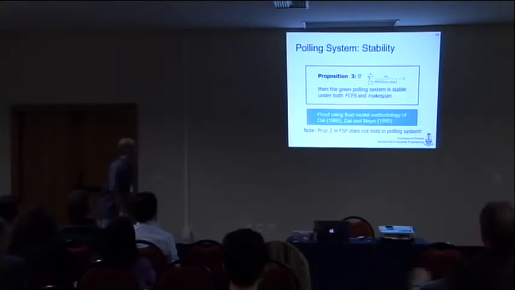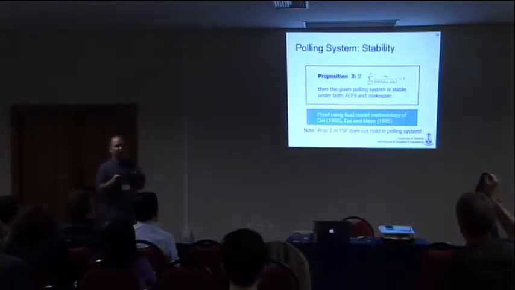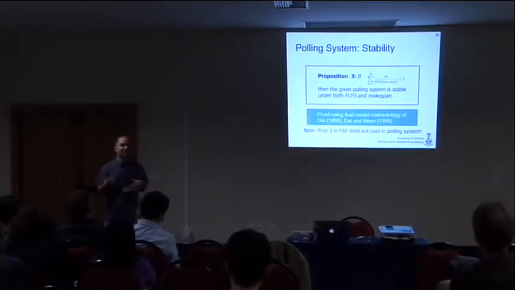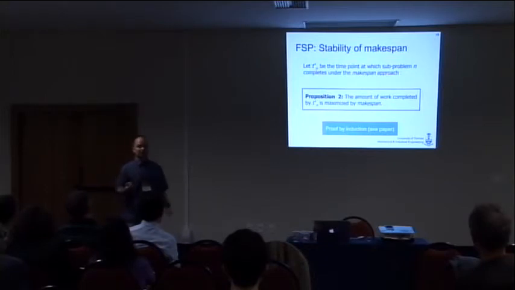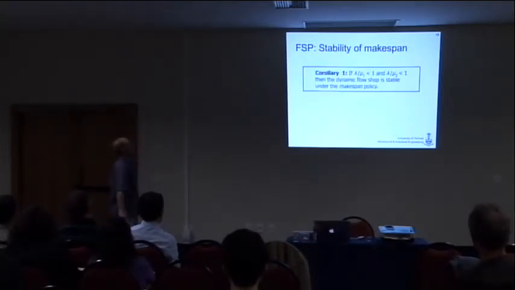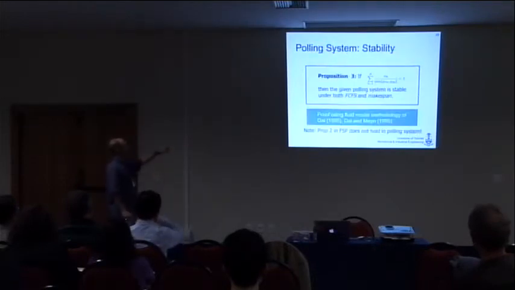Polling system is different, okay? In particular, proposition 2 and that whole inductive proof doesn't hold. So there's nothing easy there. We can actually show that we can find time points where first come, first serve does more work at the end of the schedule than makespan does. So we actually have to go into the fluid methodology to prove this.